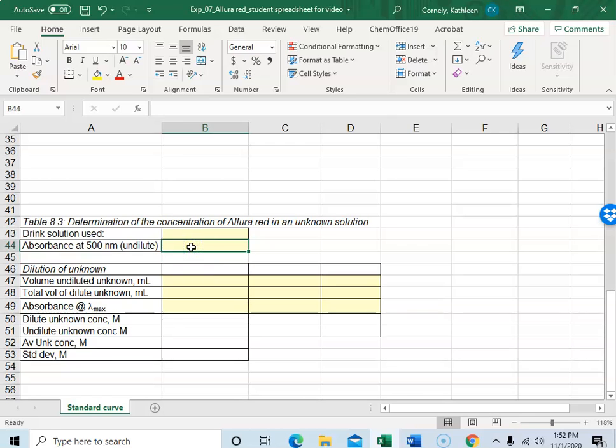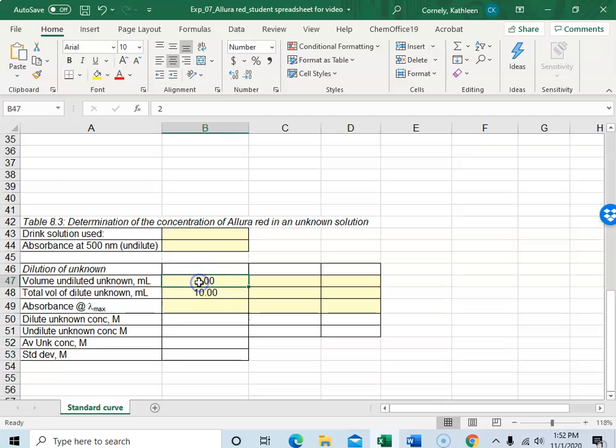We had you measure the absorbance of the drink solution at the Lambda Max. For most of the unknowns, the absorbance was outside of the range of the standard curve. So you won't use this value at all, but it's a way of demonstrating why it was required for you to dilute your unknown. Moving down here, what you need to tell us is exactly how you diluted your unknown. Maybe you diluted it 1 to 10, or maybe you used a 2 mL pipette to dilute your unknown to 10 milliliters in the volumetric flask.